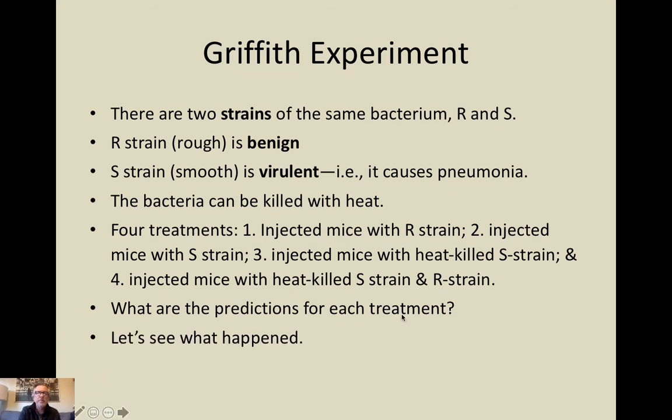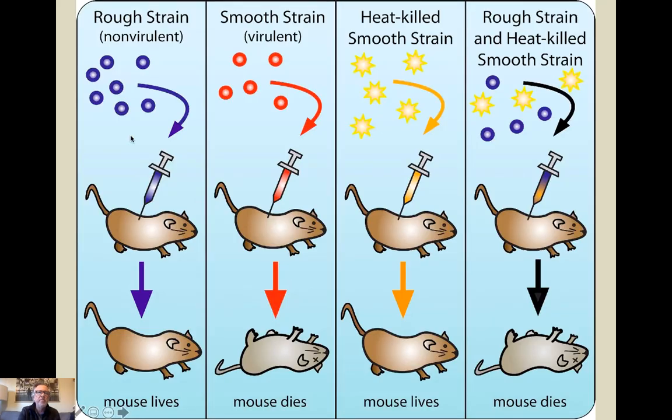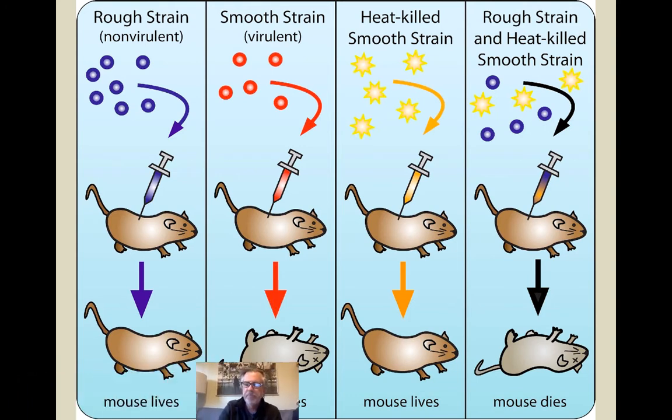Let's see what happened. Here are the 4 tubes. The rough strain, as predicted, the mouse lived. The smooth strain, as predicted, the mouse died. The heat-killed smooth strain, as predicted, the mouse lives. And with the rough and heat-killed strain given simultaneously, wait, there's an incongruous result. The mouse dies. So I recommend that you make a table of this experiment and write down the results in tabular form so you understand what happened.